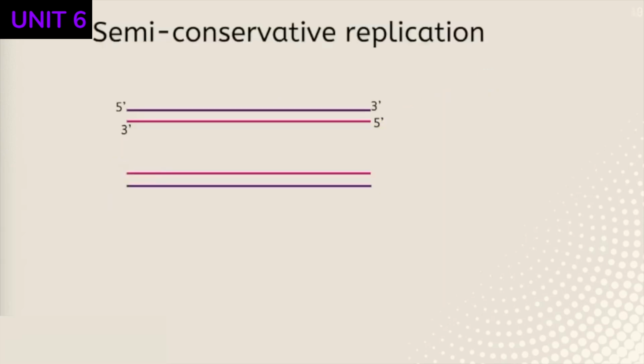Now remember that replication is a semi-conservative process, so one strand serves as a template for the new complementary strand. Each strand is anti-parallel, which means the 5' to 3' direction of one strand runs counter to the 5' to 3' direction of the other strand. So if we have a 5' on this end, we would have a 3' on this end. And remember, those primes actually refer to the carbons in the sugar in that nucleotide.